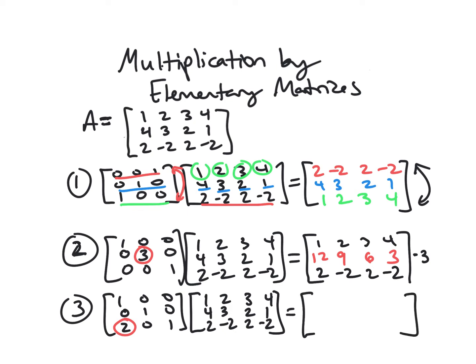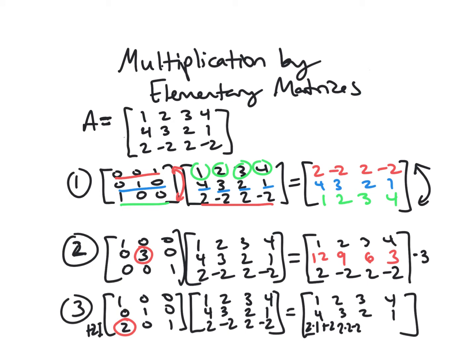And then for the last one, I added 2 times row 1 to row 3 here. And again, the 1, 0, 0 is going to copy, and 0, 1, 0 is going to copy. What happens for the last thing? So we have 2 times 1 plus 2, right? Then we have 2 times 2 minus 2. We have 2 times 3, right?